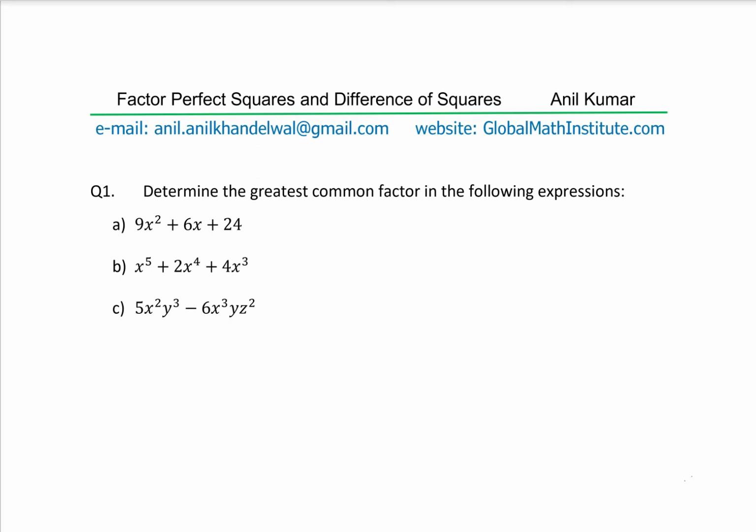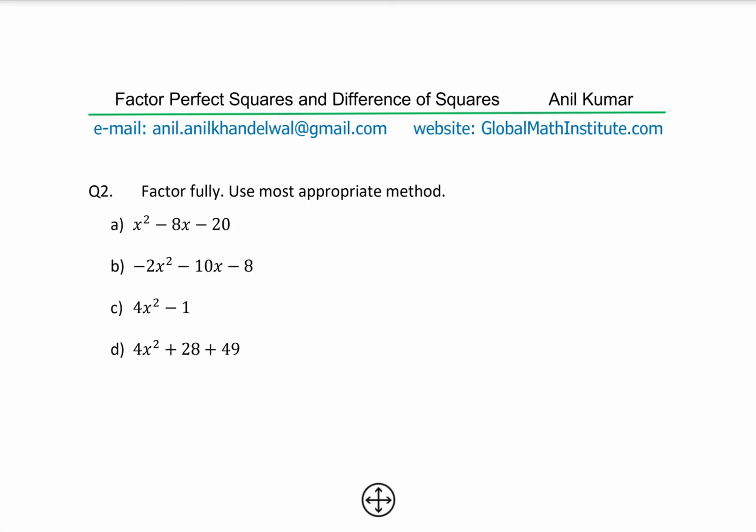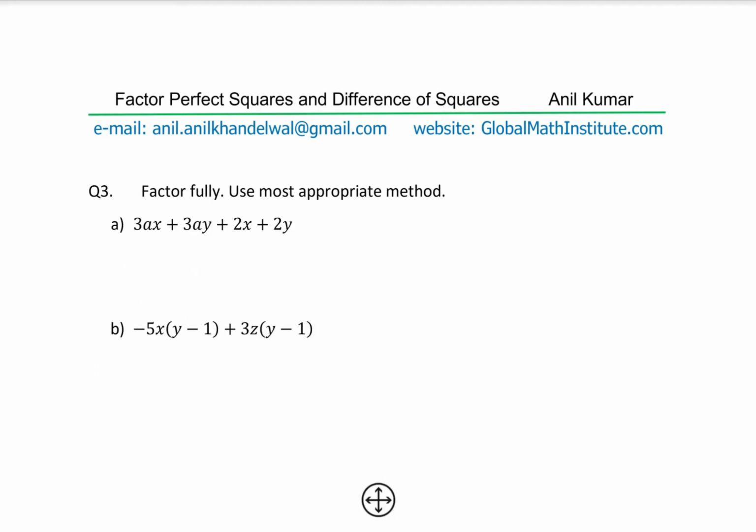So we'll begin with the greatest common factor, and then we'll take up questions based on factor fully, use most appropriate method. So 4 questions here to factor fully. You have to use the correct method, the most appropriate one. Now these 4 are followed by 2 more. Factor fully, use most appropriate method. You can note these questions, try them out.